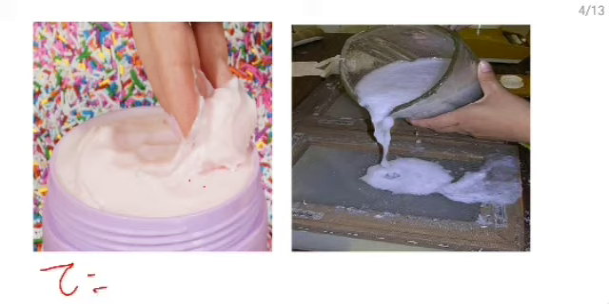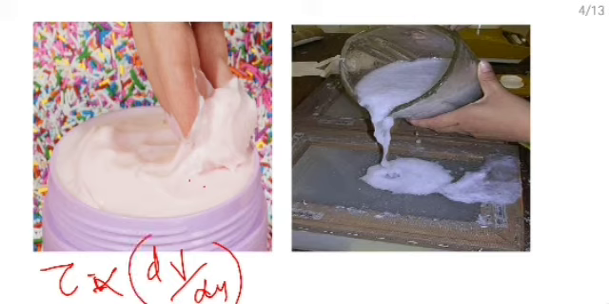Tau equal to mu dv by dy is for normal fluids like air, water, etc. But for butter-like things, tau is proportional to dv by dy raised to n, where n is greater than 1, because the strain undergoes at a larger rate, at an exponential rate. The second figure shows paper pulp.